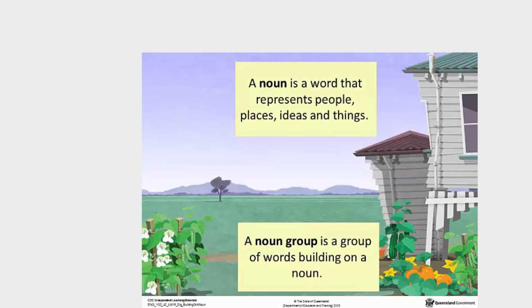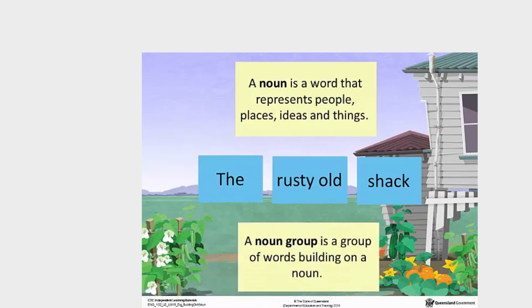Let's look at another example of a noun group. This time the noun is shack. What do you imagine when you read the word shack? The rusty old shack. The is the article and lets us know which shack. Rusty and old are the describing words or adjectives, and shack is the noun. The word shack is the name of a type of building. Is that what you thought a shack would look like?